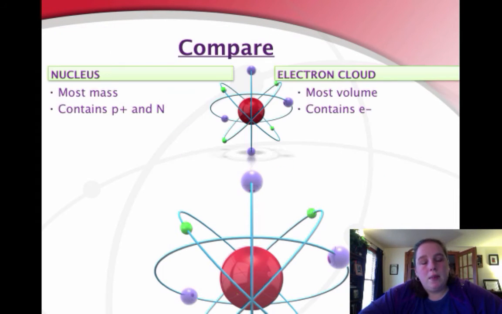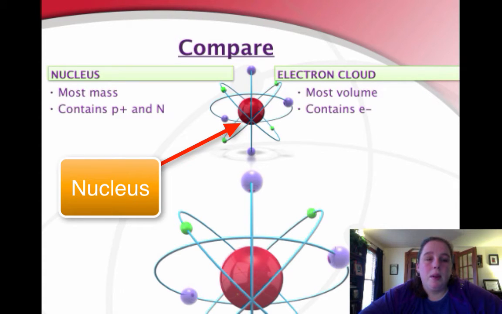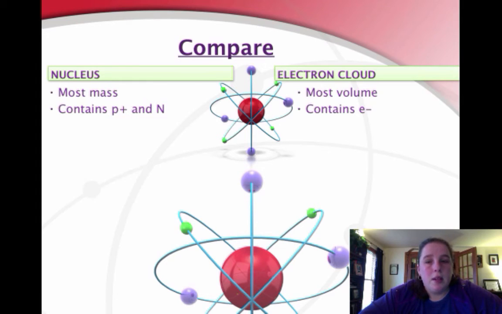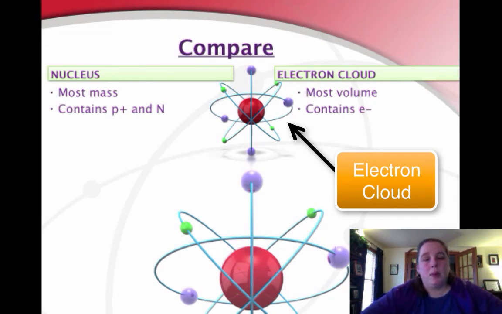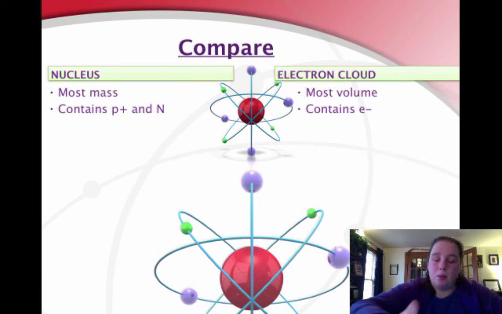I wanted to compare a nucleus and electron cloud for you, kind of like when we did with solid, liquid, gas, when we were talking about definite shape and volume. So the nucleus is going to have the most mass, and remember, that's the red circle there in the middle. And remember, our two housemates live there, our protons and our neutrons. Now the electron cloud is actually going to have the most volume. It's actually going to take up the most space, and that's going to contain your electrons, and those are the purple and the green ones you see there.